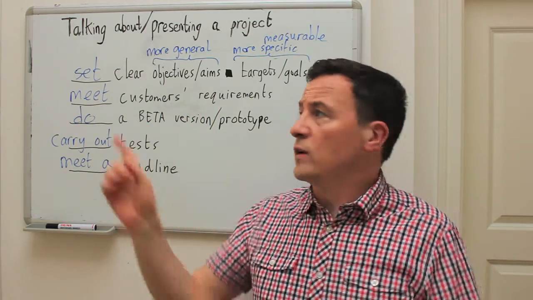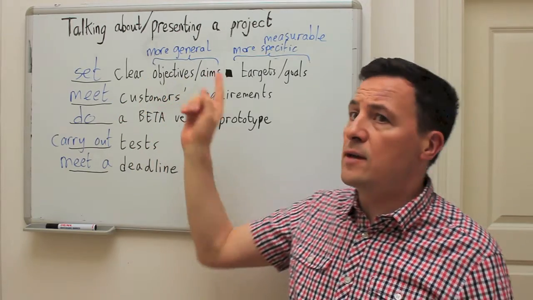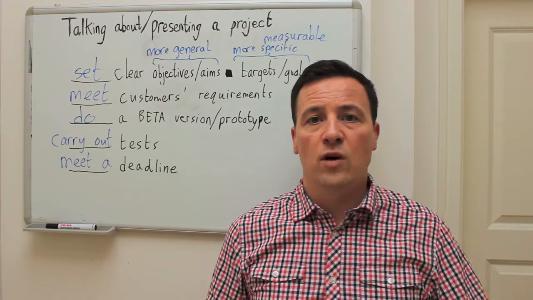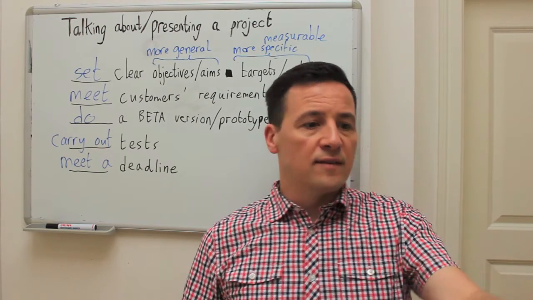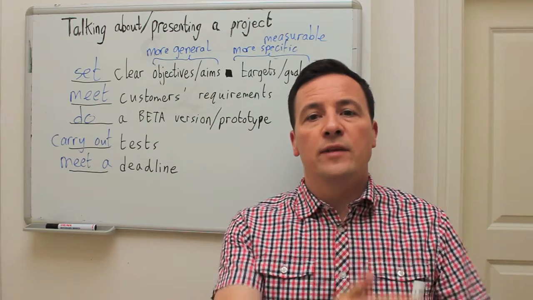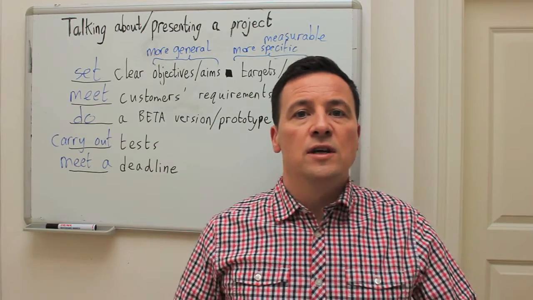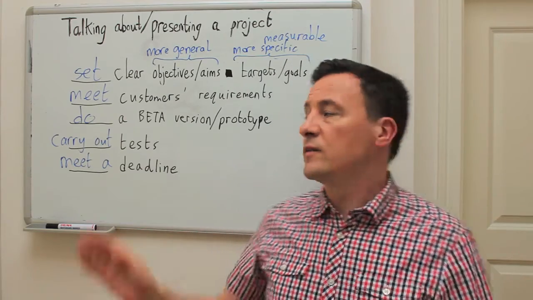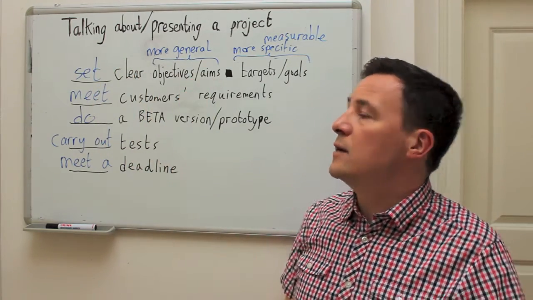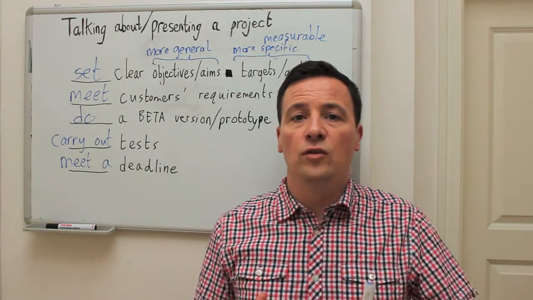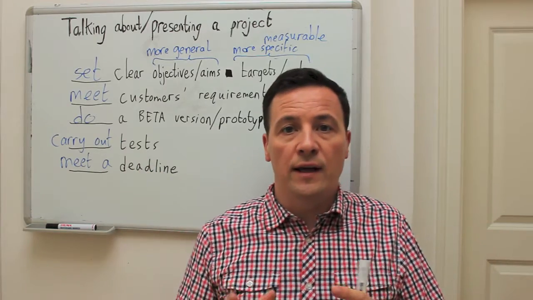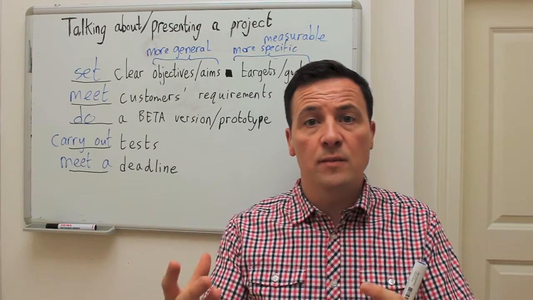After that, then you would set clear objectives or aims. You would say, okay, these developers are working on this project, and this is the project manager. You'll have every week something which needs to be finished. You would have a timeline, so you would set that out when you set the objectives or the aims. After that, of course, you do the first version, you do the beta version, or if you're creating a product, you would do the prototype.